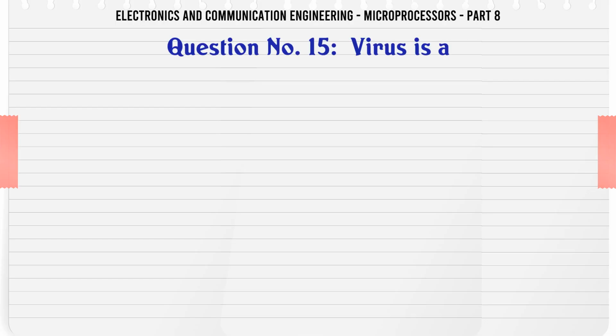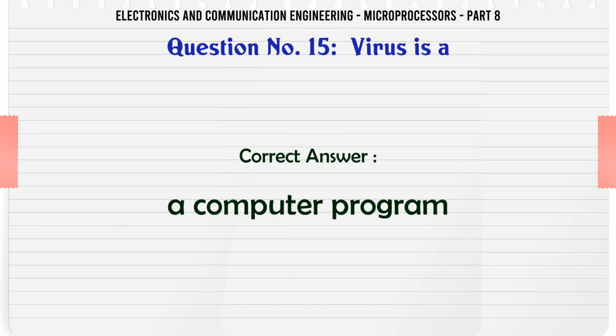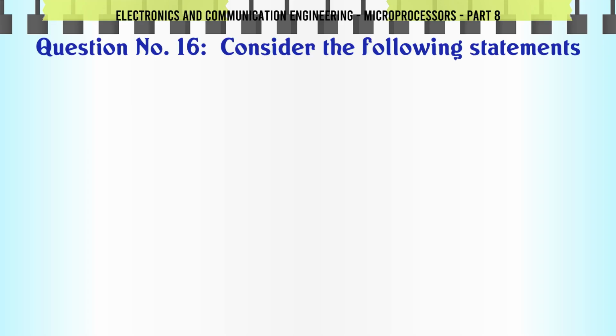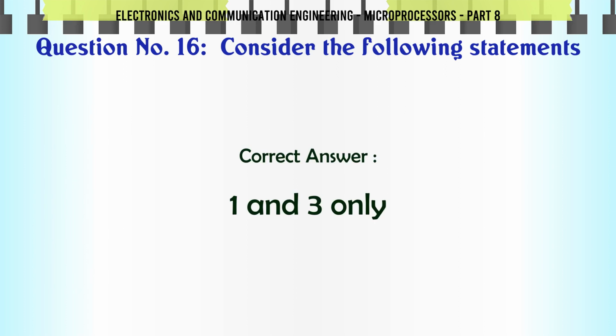Virus is: A, computer hardware problem; B, an operating system; C, a computer program; D, a computer language. The correct answer is a computer program. Consider the following statements. A, all; B, 1 and 2 only; C, 1 and 3 only; D, 2 and 3 only. The correct answer is 1 and 3 only.